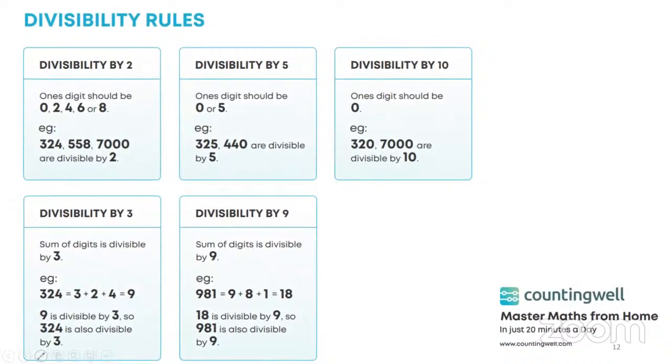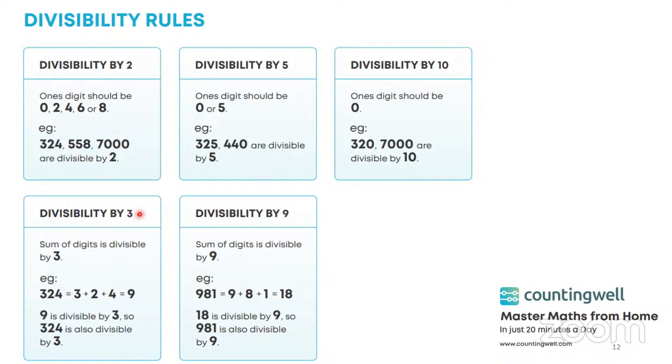Let us see some divisibility rules for the numbers one by one. We have the divisibility rule for 2. A number is divisible by 2 if its one's digit is 0, 2, 4, 6 or 8. So any number ending with 0, 2, 4, 6 or 8 will be divisible by 2. For example, 324, 558, 7000.